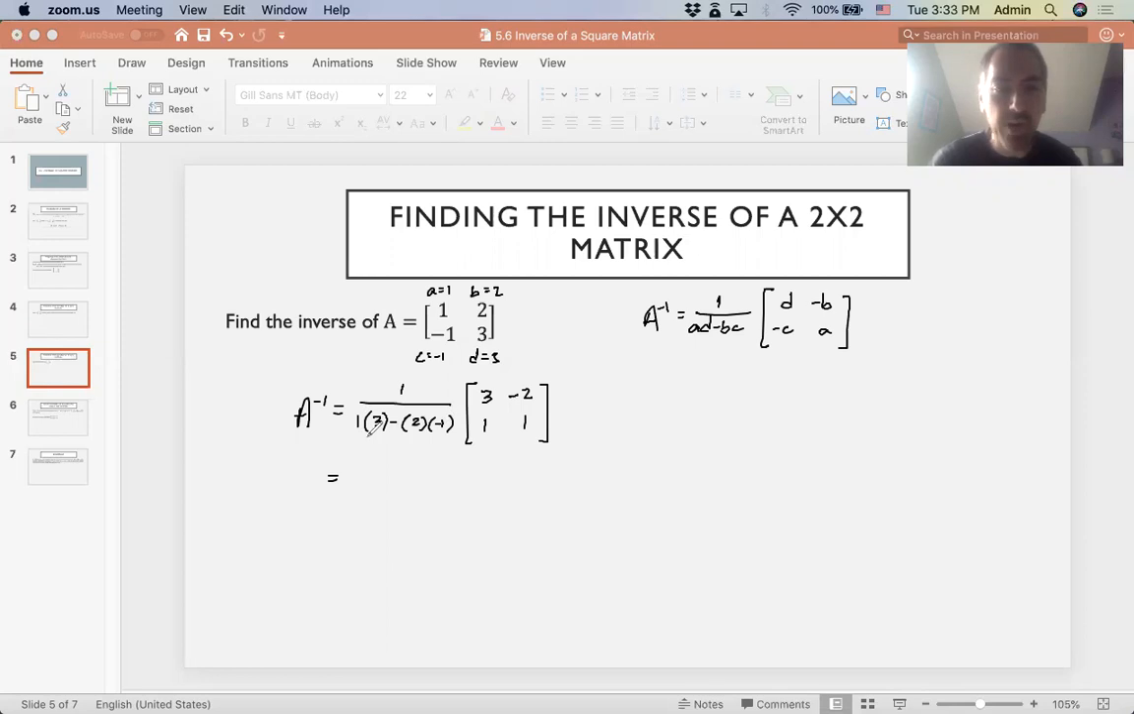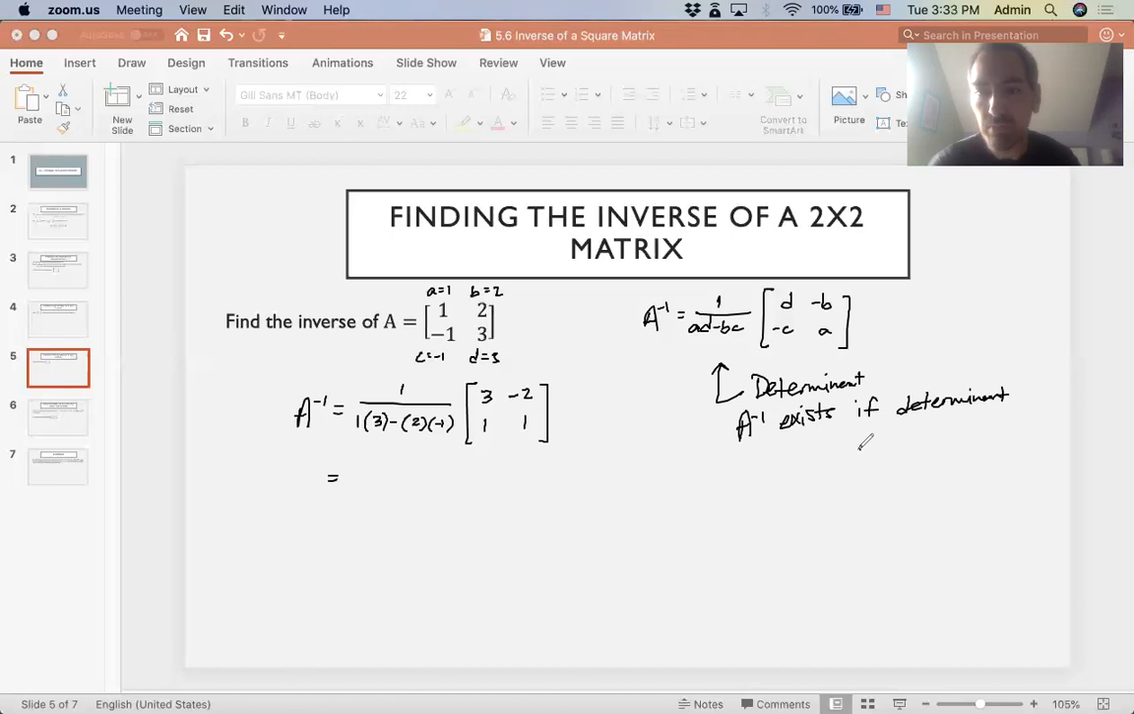And this number out here, this 1 over AD minus BC, that's what's referred to as the determinant. The AD minus BC, okay? And the inverse will exist as long as the determinant is not 0. We call that a non-singular matrix if the determinant is not 0.